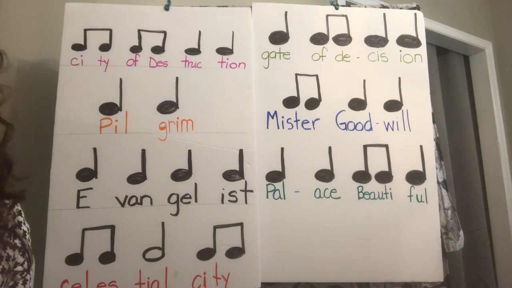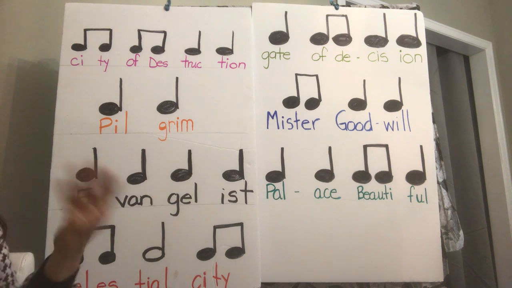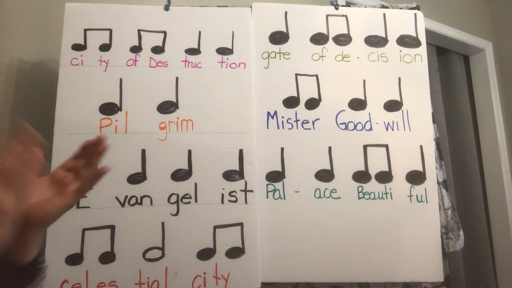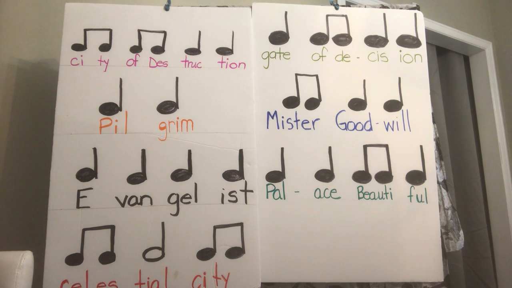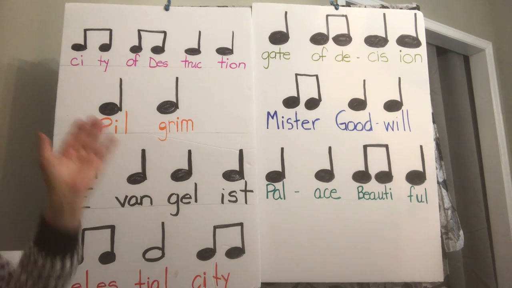I will try and pause slightly after I use any one of these words in our story today so you can practice the rhythm. Let's just go through it quickly together and we'll clap it, starting with City of Destruction. City of Destruction. Pilgrim. Now his name is actually Christian.